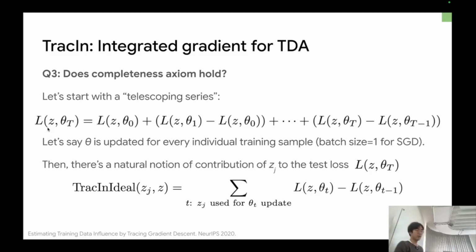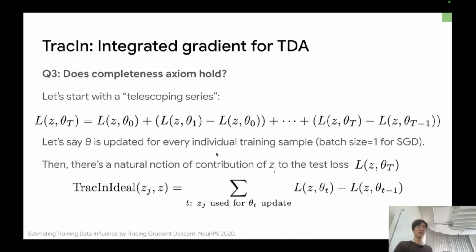Now you can break this down into multiple differences. First of all, at your starting point, at initialization, you take a look at the loss value for this sample. And then for each iteration, you're making some deltas, given by L of Z and theta t minus L of Z at theta t minus 1. Some people call this a telescoping series, because the terms cancel out nicely. Yeah, so this is how you can write things down.